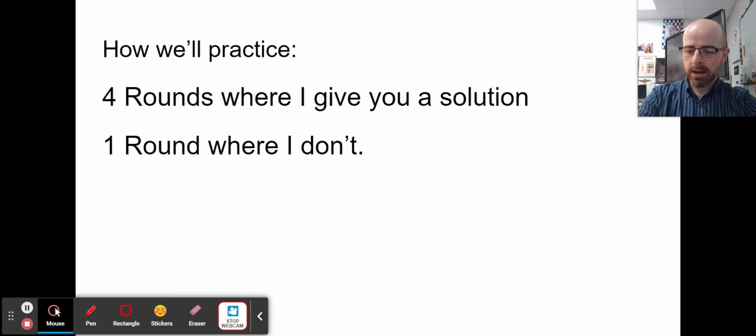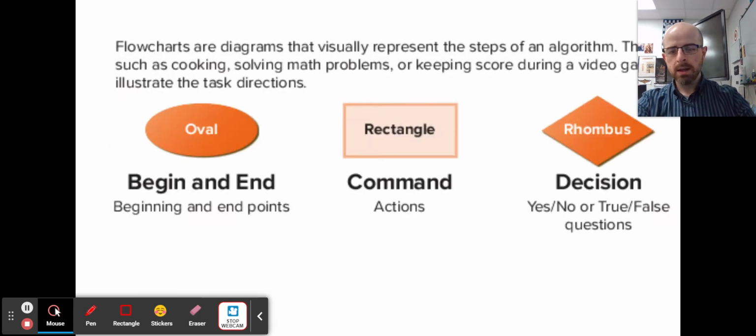So what we'll do today to practice, this works really well, is I will give you 4 examples where I'll read you a scenario, you'll try to draw a flowchart for it, and then I'll give you the solution at the end. You learn by comparing yours to mine. At the end, I'll give you a 5th one where I don't give you the solution. You're turning that in. That's for me to check your progress to see if you're understanding it.